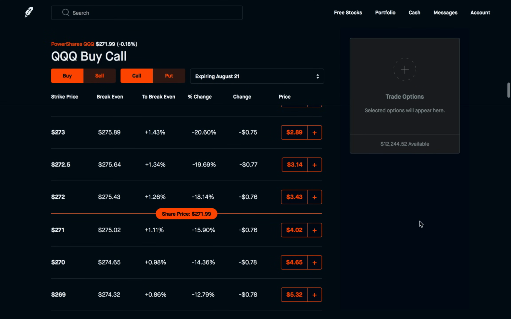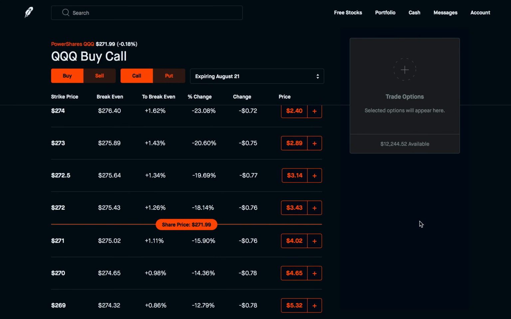We just talked about finding a stock that has a good upward trend, so we're hoping that the stock goes up. And remember, when you hope that the price of the stock goes up, that's going to be buying a call, because when you buy a put, you're hoping that the price of the stock goes down. So we're going to buy a call.